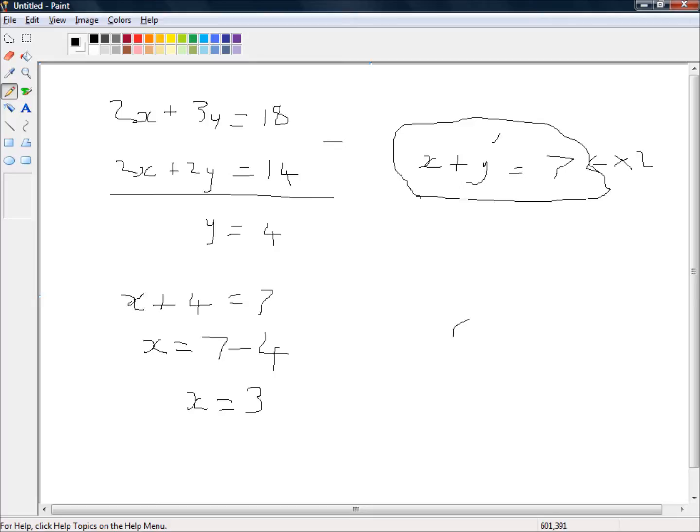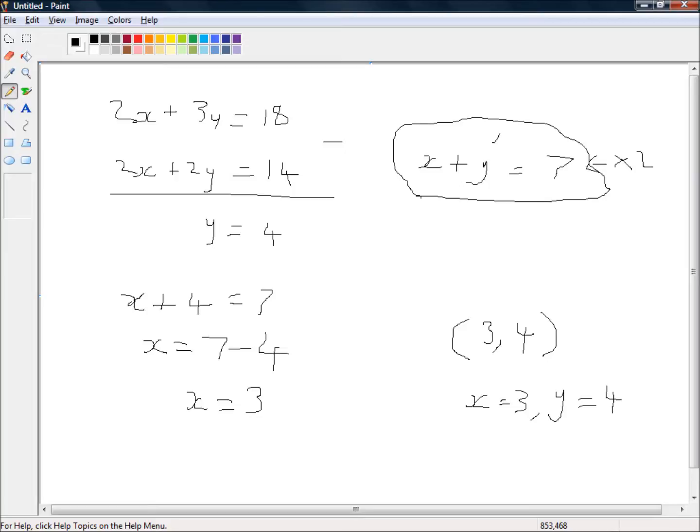So our solution set, if we express it as an ordered pair, is 3, 4, or you could write it as x equals 3, y equals 4. When you're doing an ordered pair, you do x first and then y.